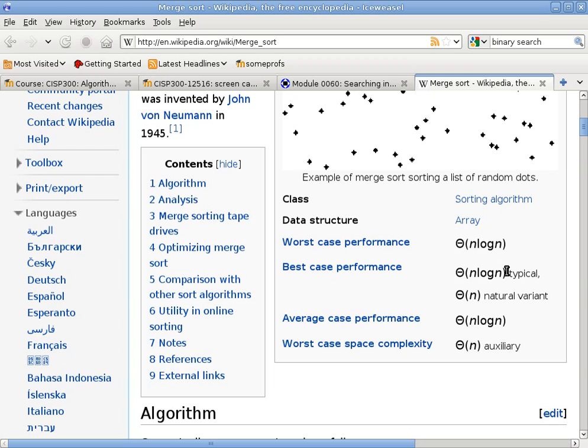N cubed would be bad. Okay, n to the power of n would also be bad. How about n factorial? N factorial is one of the worst ones. Okay, and there are algorithms with a time complexity that has a factorial component to it.